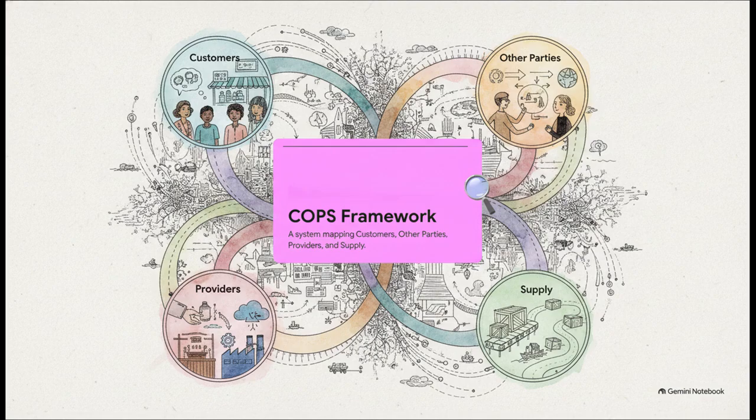COPS simply stands for customers, other parties, providers, and supply. That's it. By defining these 4 really basic roles, we basically get a universal decoder ring for complex systems. Honestly, it doesn't matter if you're looking at a centuries-old trade route or just the apps on your smartphone. These 4 things are always your core players.